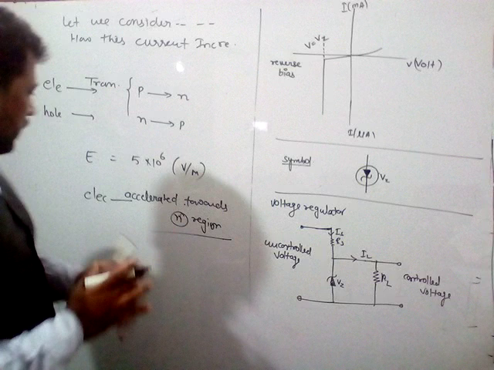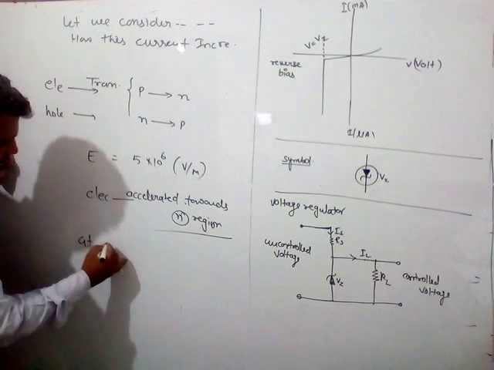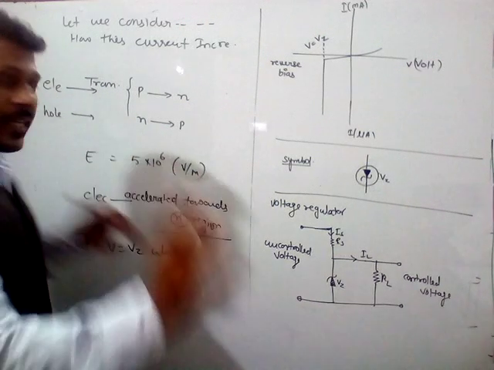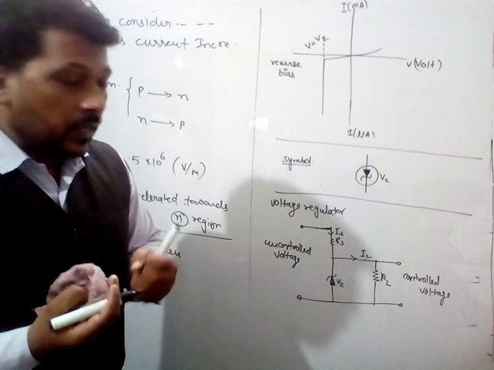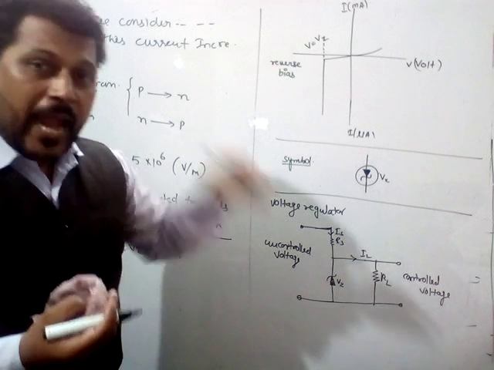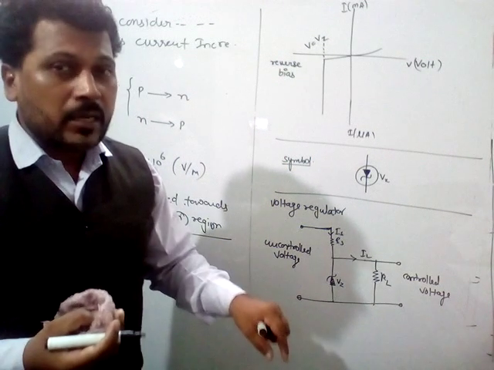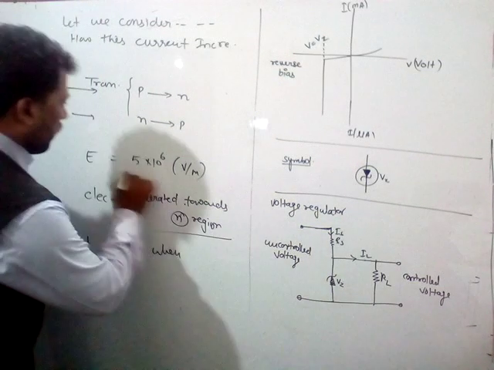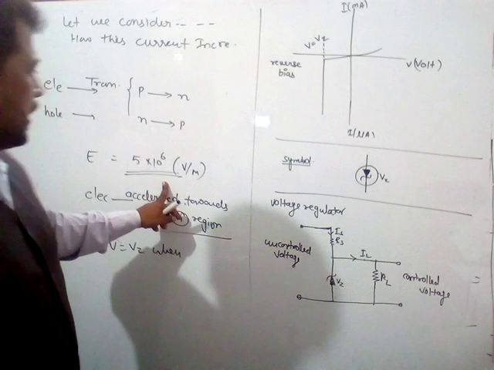In other words, we can say that at the condition V equals Vz, the electric field is suitable for withdrawing the electron from the host atom. That electric field is known as internal field emission or internal ionization field, and its value is of the order of 10 raised to the power 6 volt per meter.